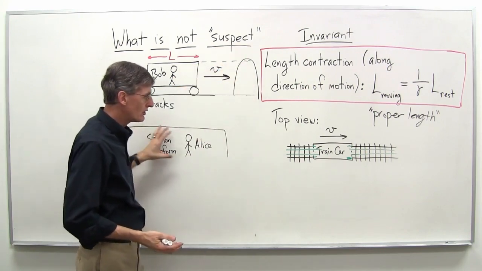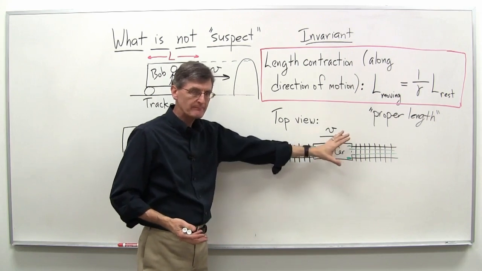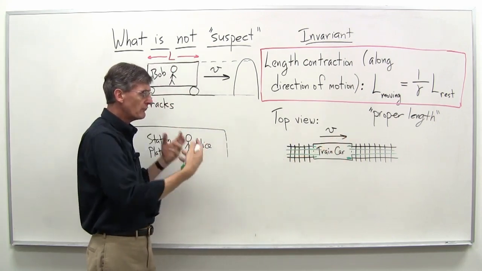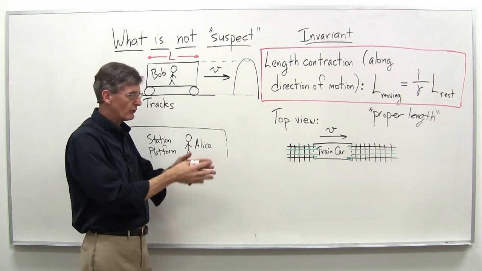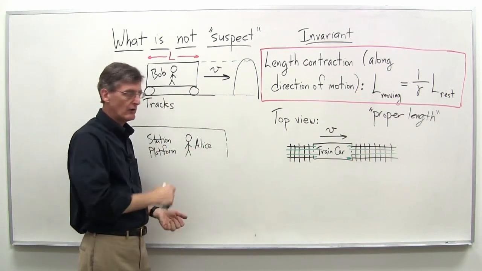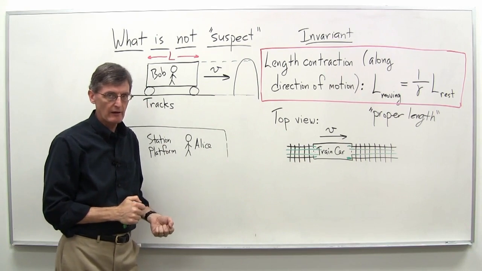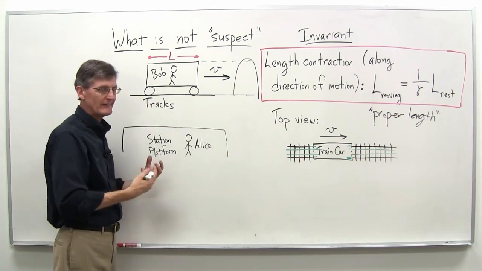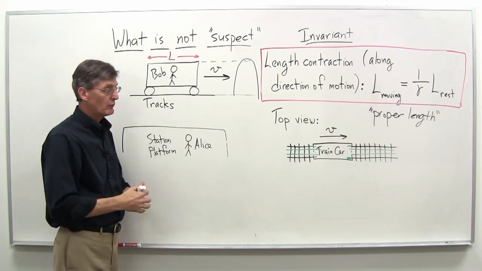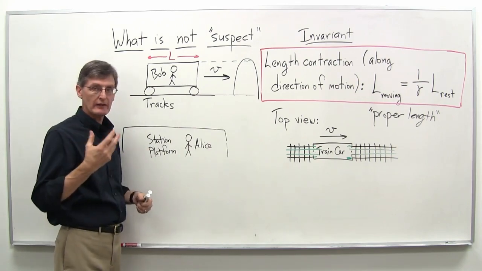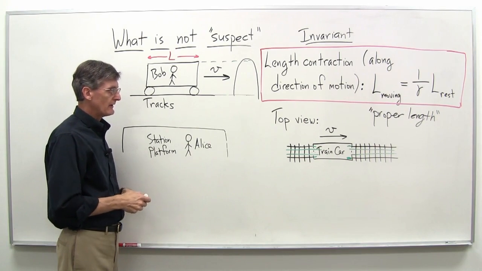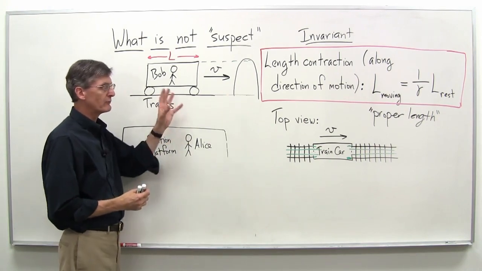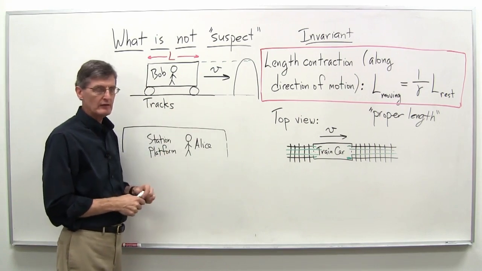So when you have motion in one direction, there's a length contraction effect in that direction, but no effects in other dimensions. No effect on width, no effect on height. Those stay the same. So again, that's what is not suspect or what is invariant. And in the next video clip, we'll consider again, as I mentioned, something called the invariant interval that is another quantity that's invariant, not quite as simple as height and width, but we'll see what that is all about.